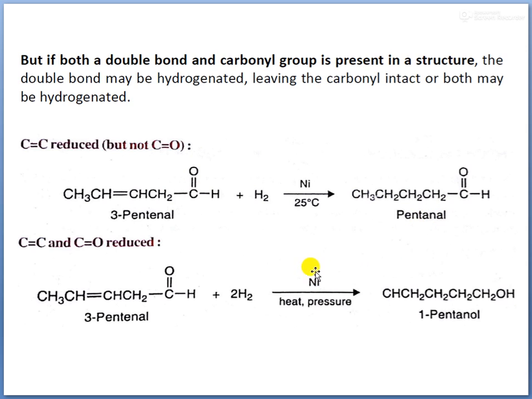So if we use the same catalyst at a higher temperature and pressure, then more hydrogen molecules will come into action. So it will increase the activity of this molecule. So in this case, both the C=C double bond and the aldehydic carbonyl group are also reduced. So at higher temperatures, the rate of this reaction will be very high. So we get 1-pentanol here.